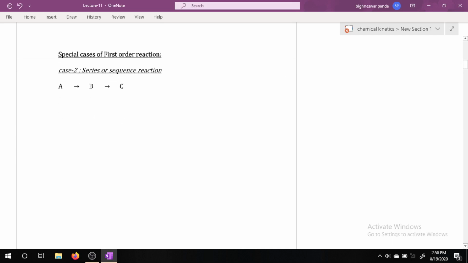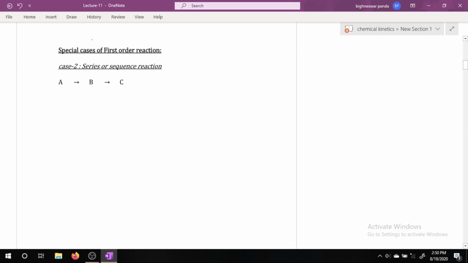In this case we have a reaction A gives rise to B gives rise to C. When time t is equal to 0, A has initial concentration A naught, B has concentration 0 and C has concentration 0. When time t is equal to t, A has concentration A naught minus x, B has x minus y, and C has y.